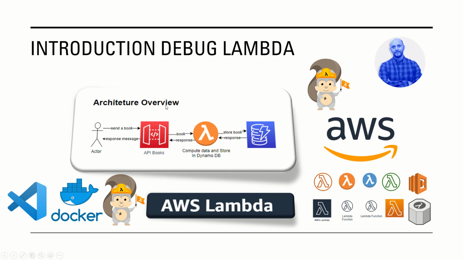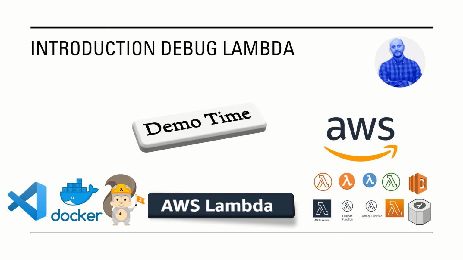First, the architecture overview for this solution. I will have an API Gateway, a Lambda function, and a DynamoDB database, right? So I will send a book, and the Lambda computes the book data and stores it in DynamoDB. After that, I will send the response directly to the application that calls my API, right? So let's do the demo time. And don't forget, we will debug using SAM local, Docker, Visual Studio Code, and a function in Java. Let's see it.